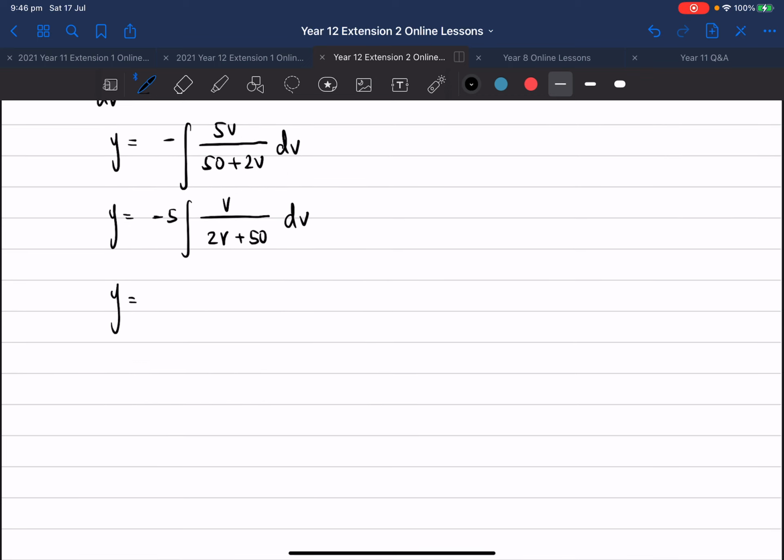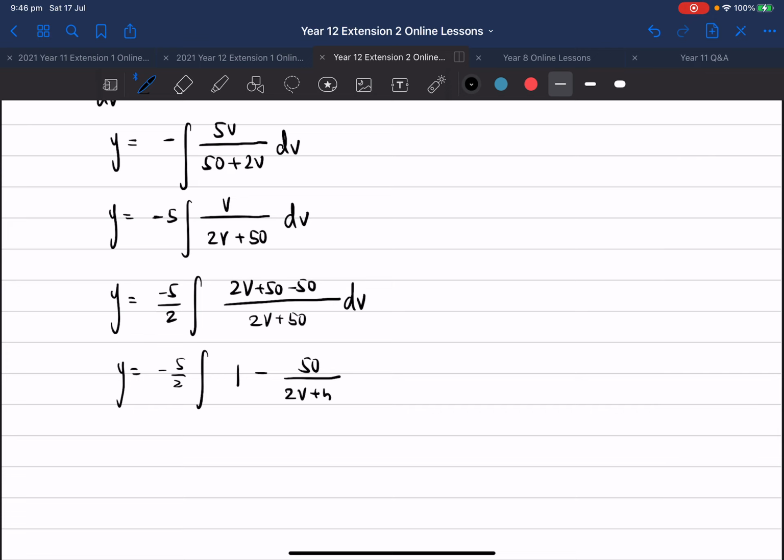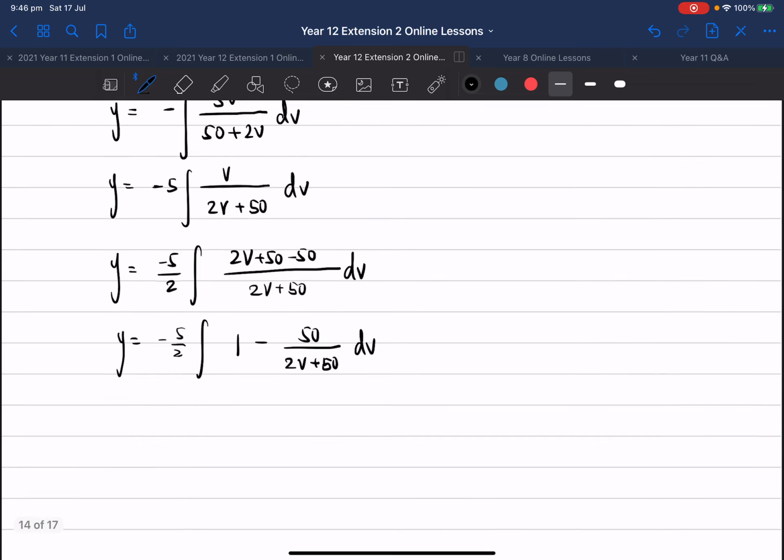Alright. 2v half plus 50 minus 50 over 2v plus 50 dv. That's why people say mechanics questions are hard, because not only do you need to be able to do the motion type, you also need to know how to integrate. Alright, so that becomes 1 minus 50 over 2v plus 50 dv. Okay, here we go. Alright, that should work.